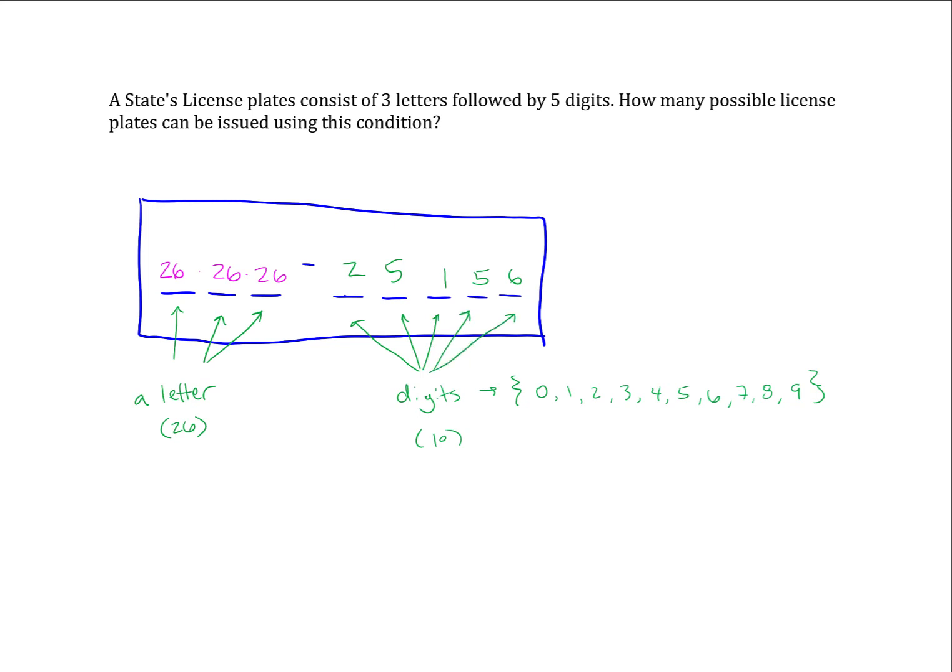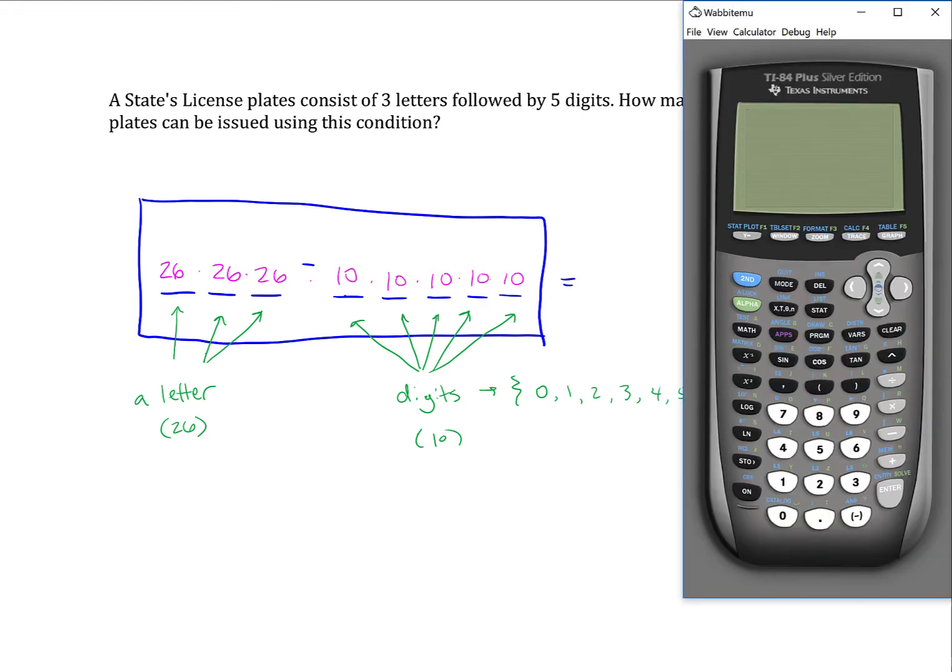There's fewer choices to pick a digit than there is to pick a letter, but the fundamental counting principle says when you have multiple groups of items and you want to pick one item out of each group, all you need to do is determine the number of items within each group and multiply all of that together. So according to the fundamental counting principle, this would be, I'm going to use exponents to my advantage, 26 to the third, because there's 3 factors of 26, times 10 raised to the 5th.